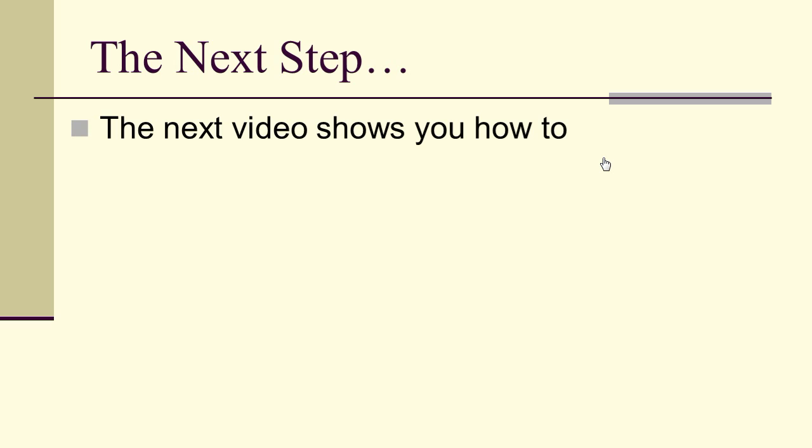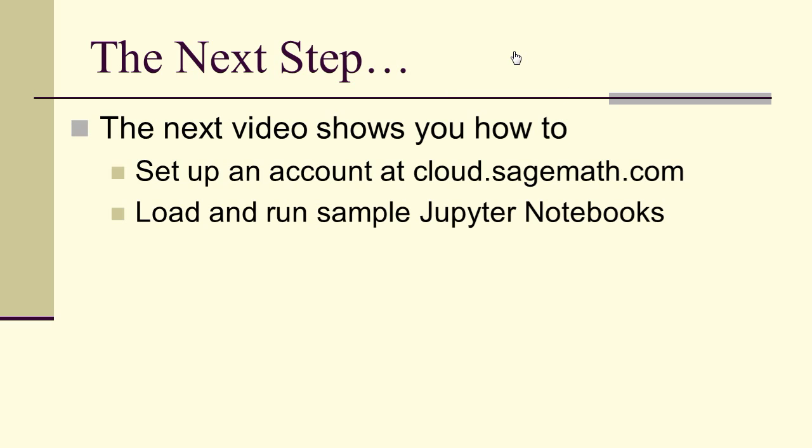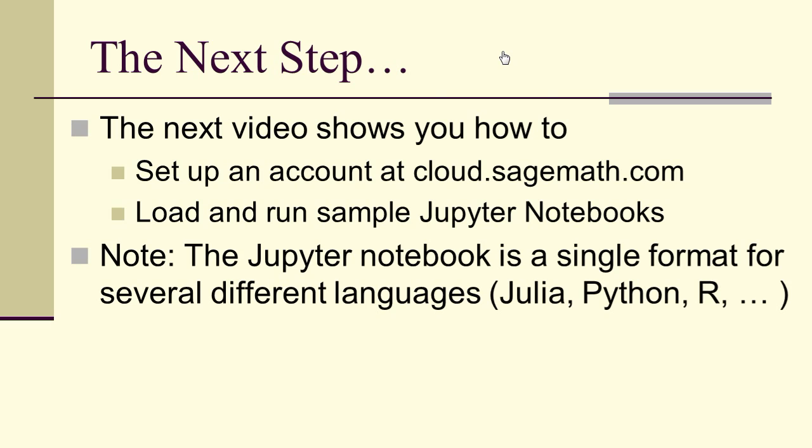So what's next? Well, next you have to set up an account at Sage Math Cloud, and that's cloud.sagemath.com, because this is where we're going to be running our notebooks. These are called Jupyter notebooks, and you've got two sample notebooks, one for Python, one for R. Be sure you do the Python one first. The Jupyter notebook is a single format for several different languages. It means that you can have access to many different languages using the same approach, the notebook. So that's Julia, Python, R, Haskell, Lua, many of these.